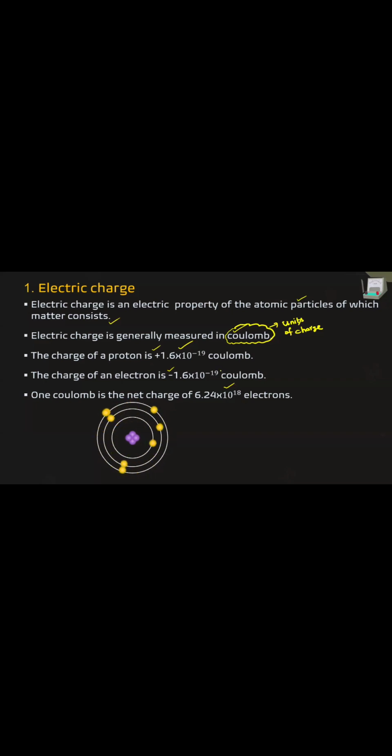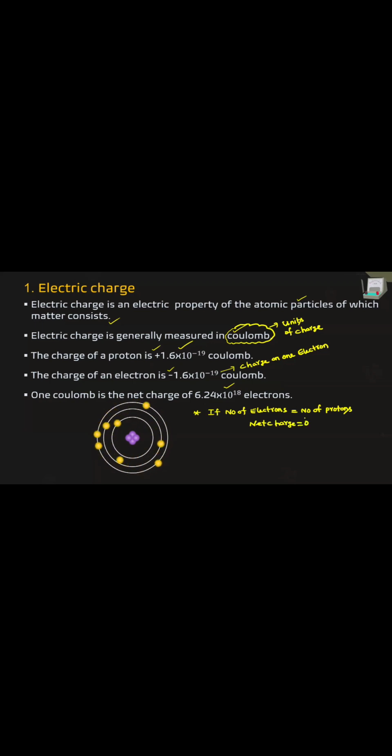This is the charge on 1 electron. 1 coulomb of charge is 6.24 times 10 to the power of 18 electrons. If the number of electrons equals the number of protons, what is the net charge, friends? If the number of electrons equals the number of protons, the net charge equals 0.